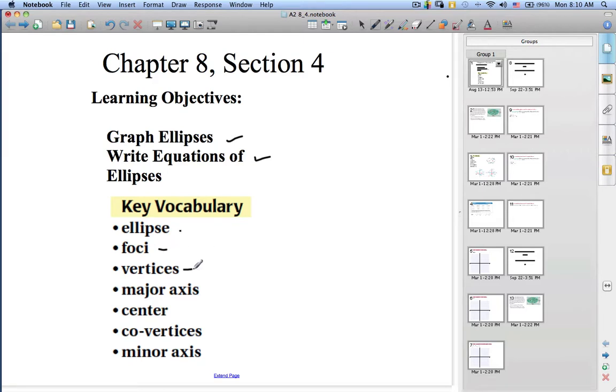It has foci, it has vertices, it has a major axis that passes through the vertices and the center. It has covertices, and it has a minor axis that passes through the covertices and the center. So we'll talk about that more in a couple of seconds, but a lot more parts here in the ellipse than we talked about with the circle.